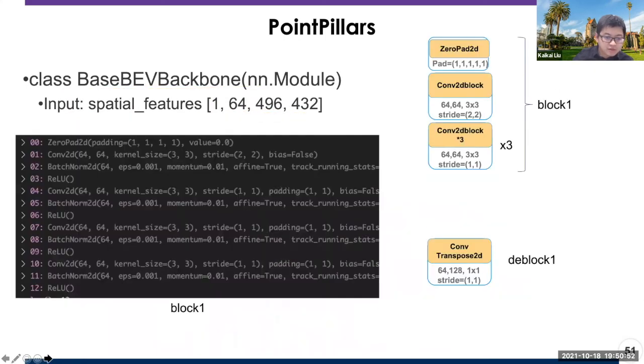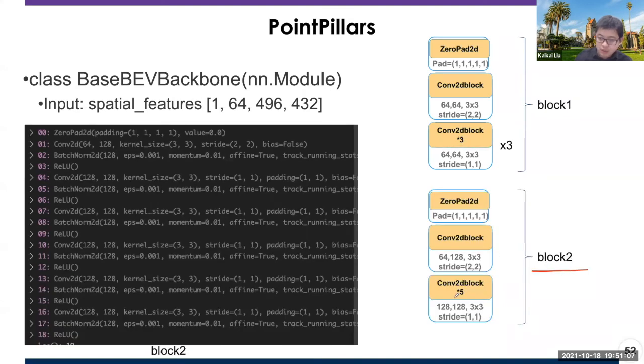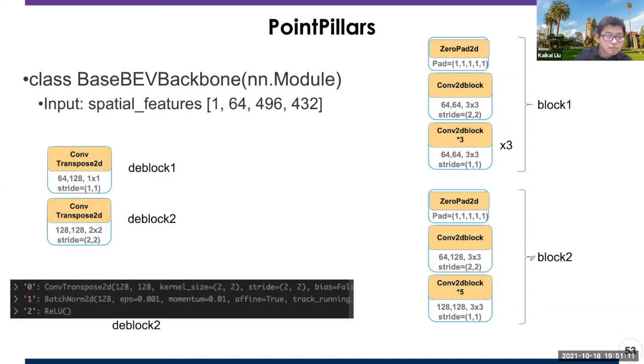Based on this code module, we can see the block 1 definition. Block 1 has three Conv2D blocks and one deconvolution block. We also have block 2, which has five convolution blocks, and also a deconvolution block. We use PyTorch's ConvTranspose2d to implement the deconvolution.